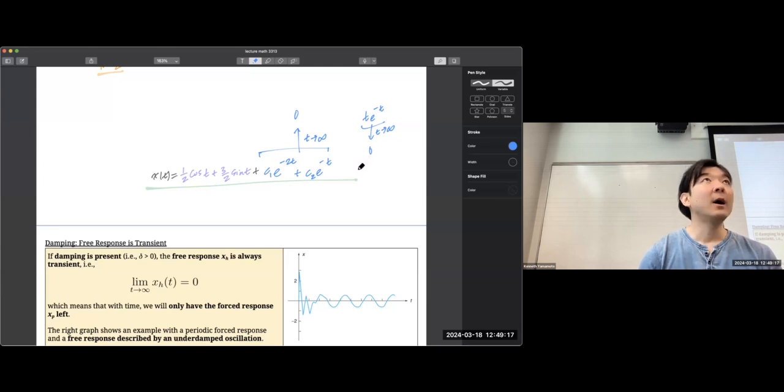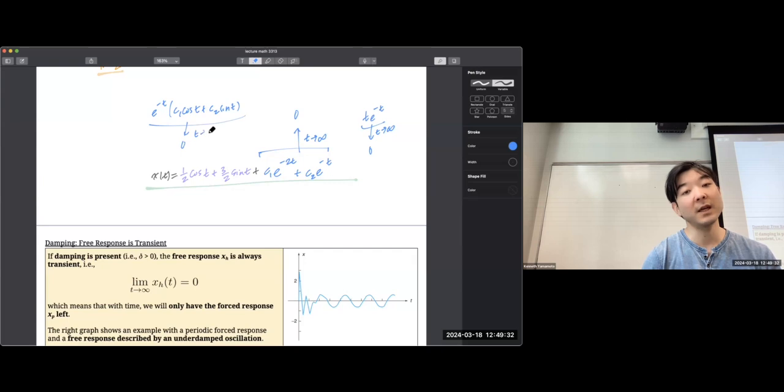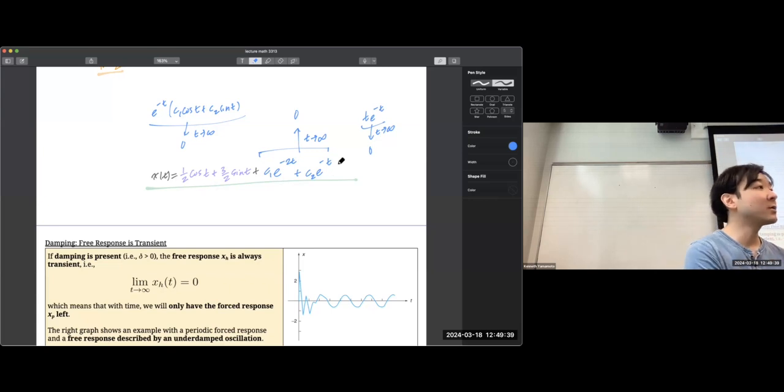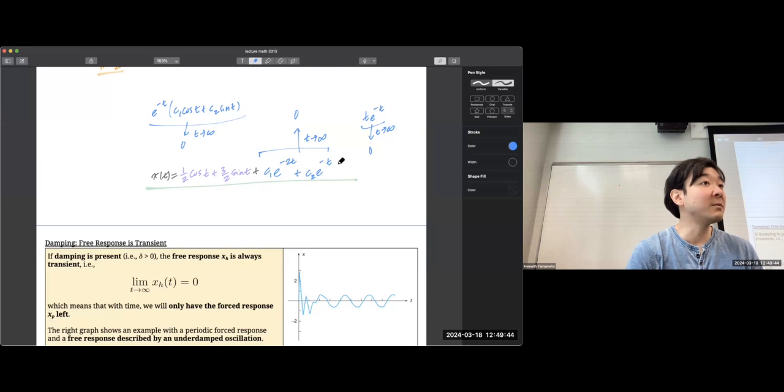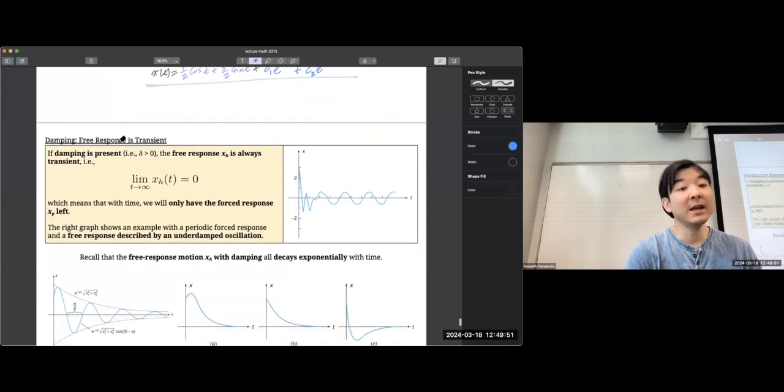And then underdamped is going to have something like this times some C1 cosine of t plus C2 sine of t or something like that. But this will also go to 0 as t goes to infinity because this exponential term will decay. So any homogeneous solution, overdamped, critically damped, or underdamped, as you go further in time will disappear. That's the whole point of it being damped, is that it damps away. So you will be only left with your forced response. So this is why it's saying your free response is transient.